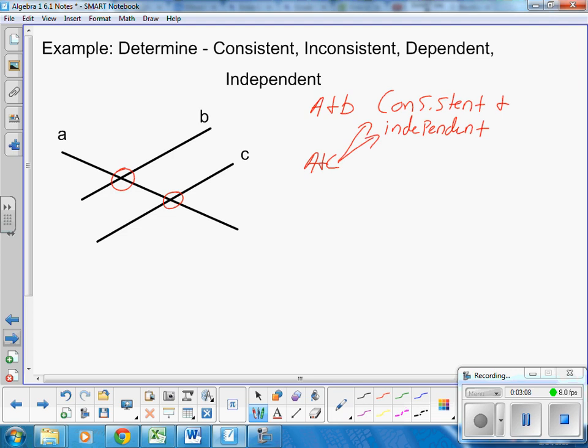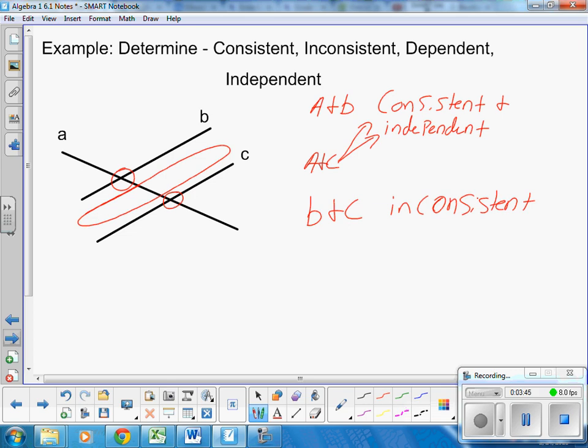Okay, let's take a look at B and C. Now, B and C, these are parallel lines. There are no intersections. So then that means this is inconsistent. Okay, so B and C are inconsistent.